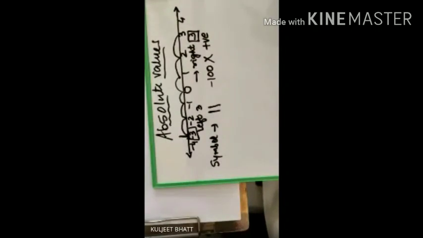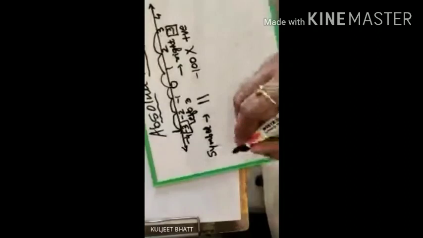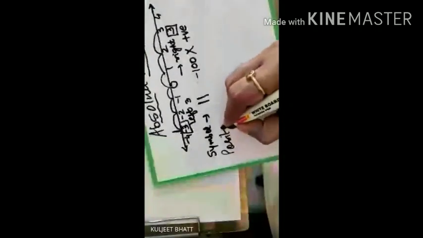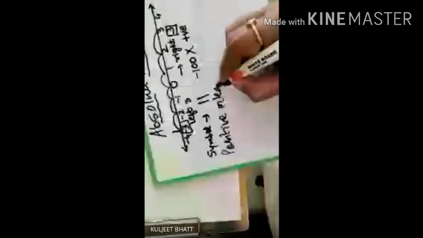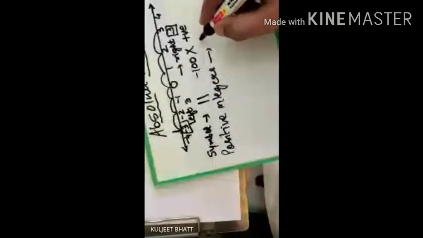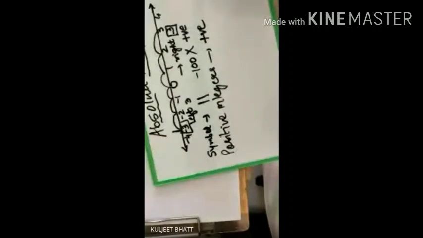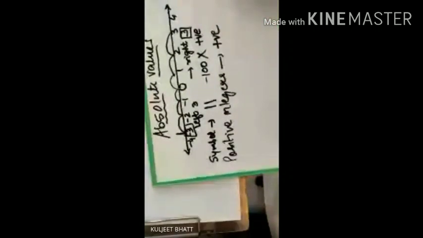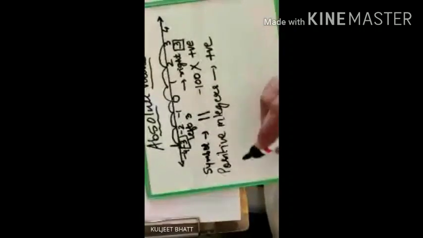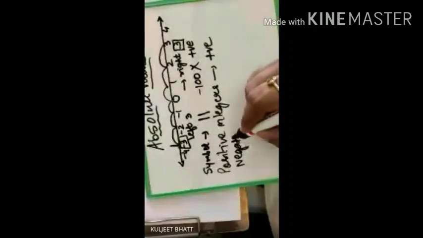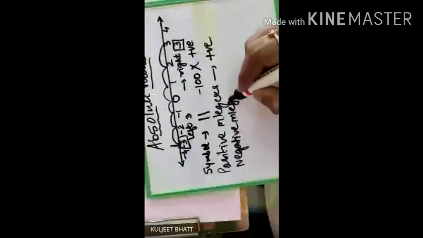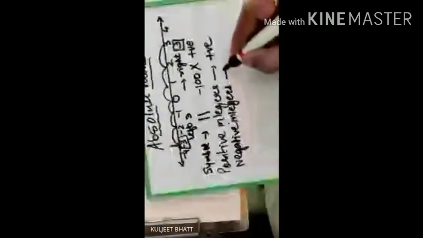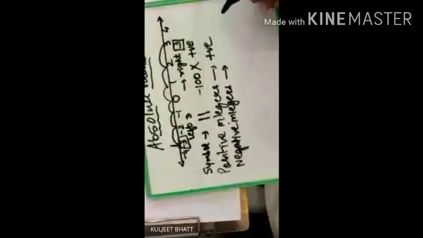Then we talk about point number 2. For all positive integers, 1, 2, 3, 4, and 5, the absolute value will always be positive. For negative integers, that is -1, -2, -3, and so on, what will the absolute value be? The absolute value for those also will be positive. Clear? I will explain with the help of examples and that will become very clear to you.